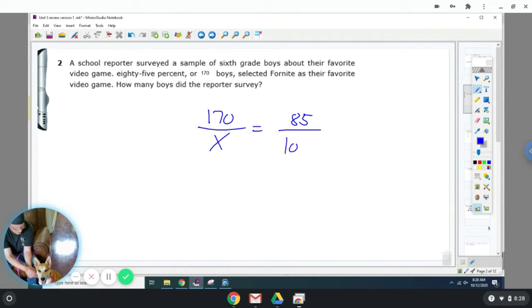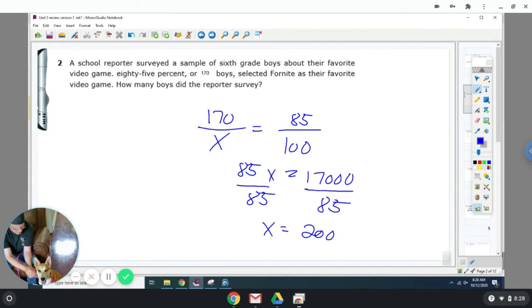So you know this is 100%. So you're going to cross multiply, and then divide. And 17,000 divided by 85 comes out to 200. So there's 200 boys surveyed.